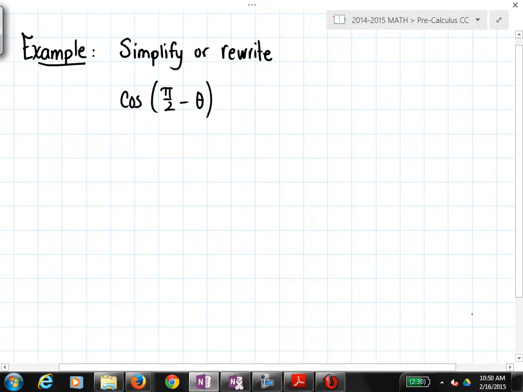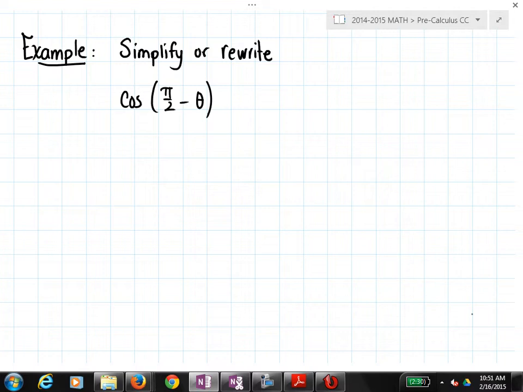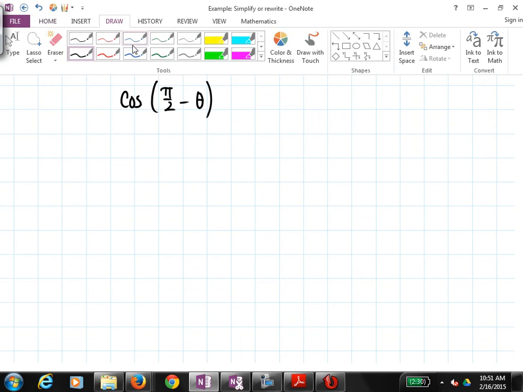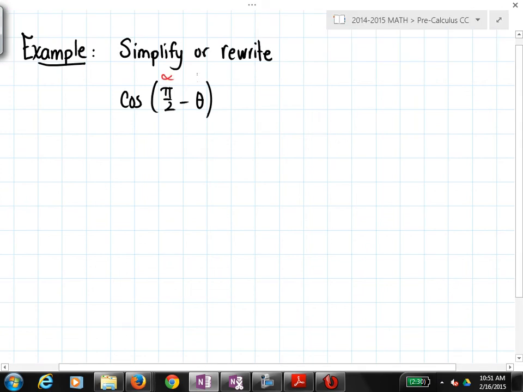And I did put on this example, simplify or rewrite, because we're trying to prove this cofunction identity that shows up on our formula chart using the sum and difference formulas. So once again here, you can consider this alpha and this is beta. So I have cosine of alpha minus beta.